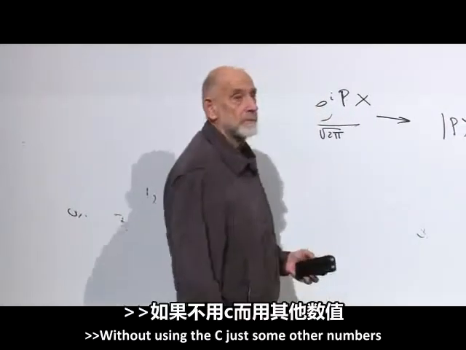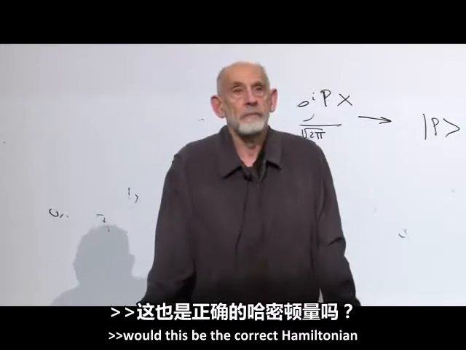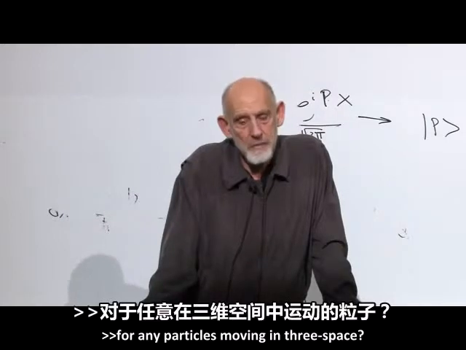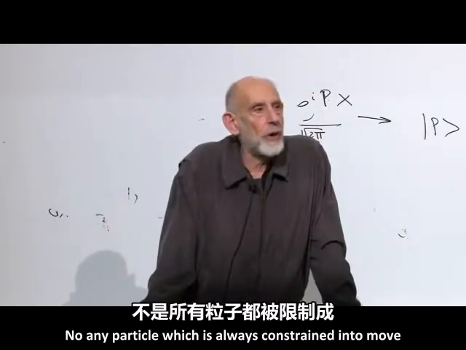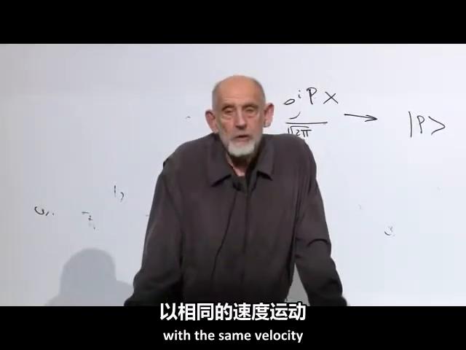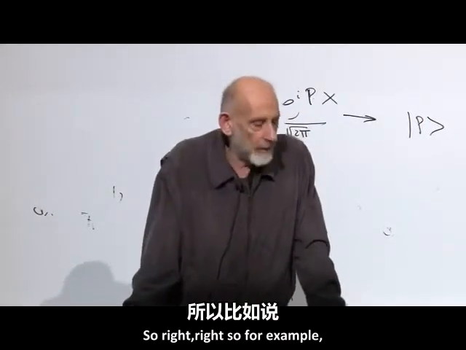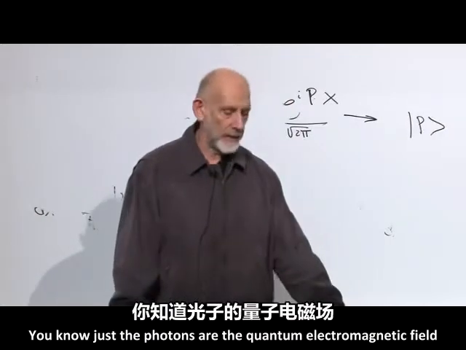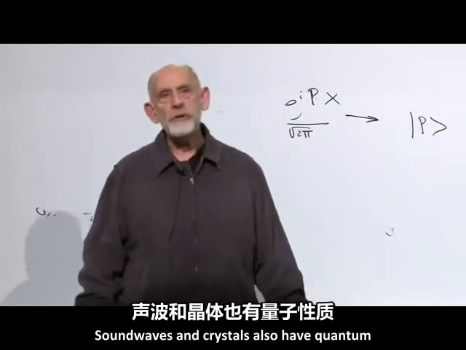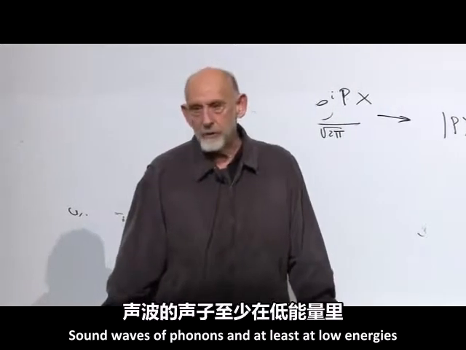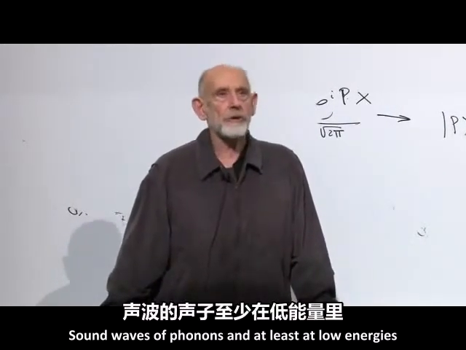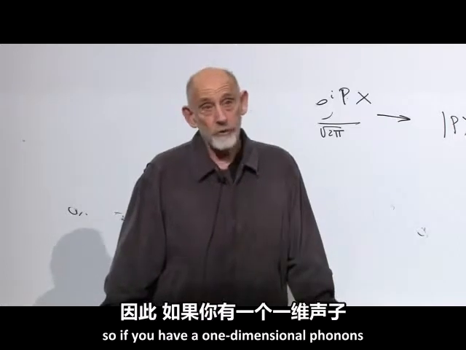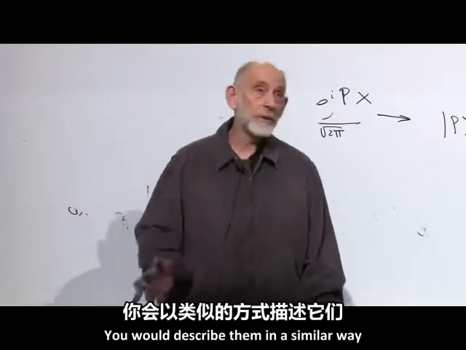Without using the c, just using some other number so it's not the speed of light, would this be the correct Hamiltonian for any particle moving in free space? No, any particle which is always constrained to move with the same velocity. For example, just as photons are the quanta of the electromagnetic field, sound waves in crystals also have quanta, called phonons. At least at low energies, those phonons move with a uniform velocity, the speed of sound. So if you had one-dimensional phonons, you would describe them in a similar way.